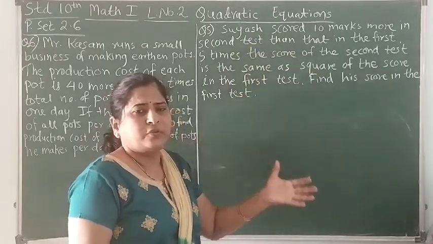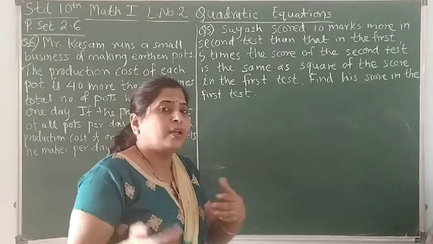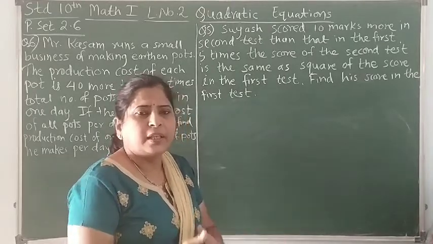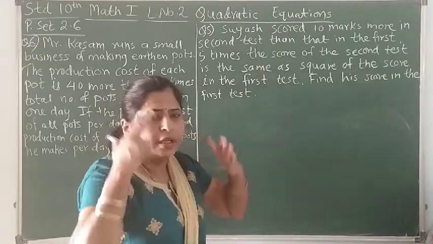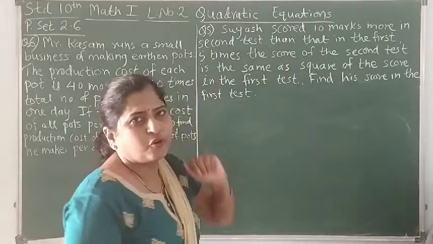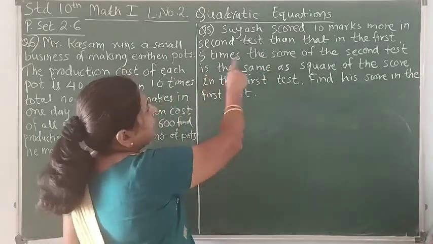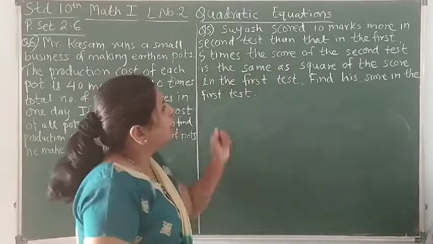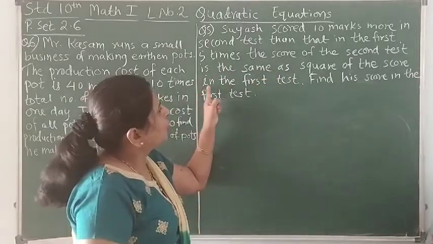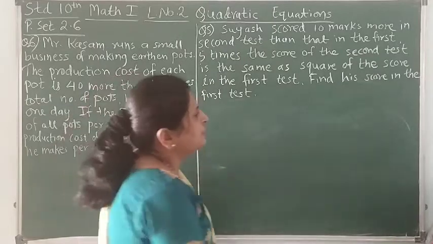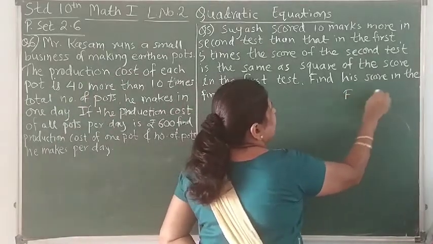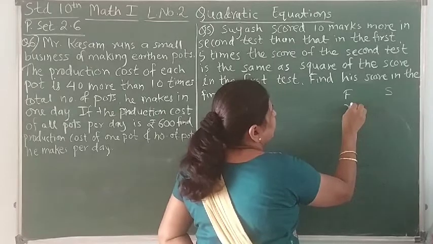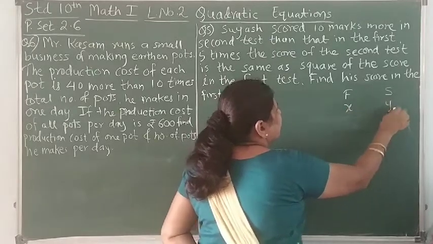Now actually we don't know whether we have to take two variables or one variable. In that case, we will just note it down in our mind and we will read the next part. 5 times the score of the second test is the same as the square of the score in the first test. Okay. Suppose we have considered this first test and this second test. Here we have taken x, and suppose we have taken this y.